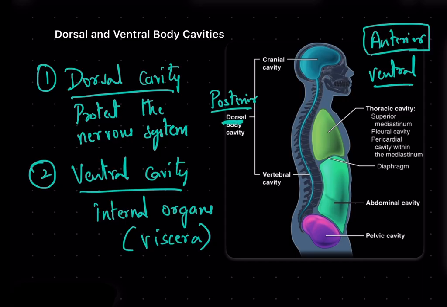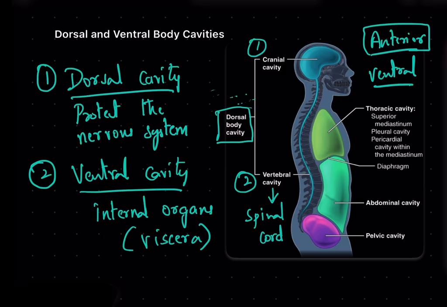The dorsal body cavity is divided into two subdivisions. We have the cranial cavity and the vertebral or the spinal cavity. So these are the two subdivisions of the dorsal body cavity. Now, what is the cranial cavity? Cranial cavity is the one that houses the brain and it protects the brain, while the vertebral cavity is the one that encloses the spinal cord.